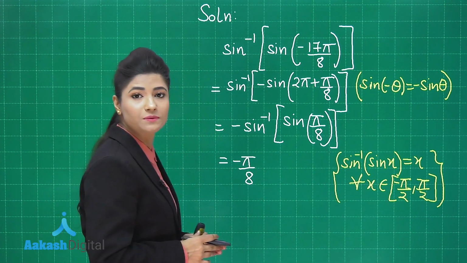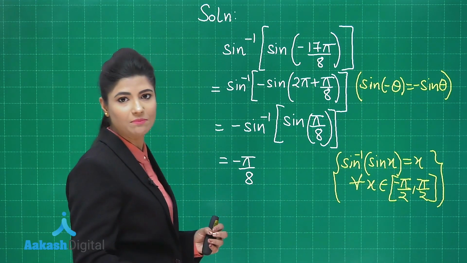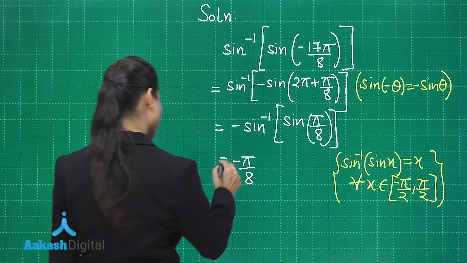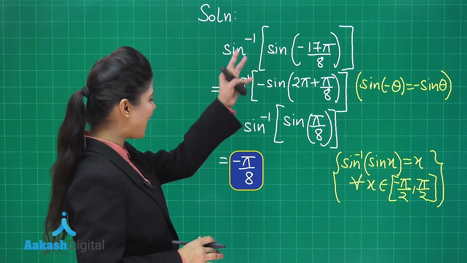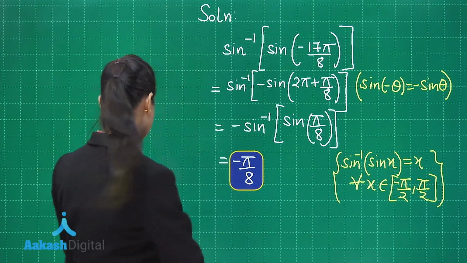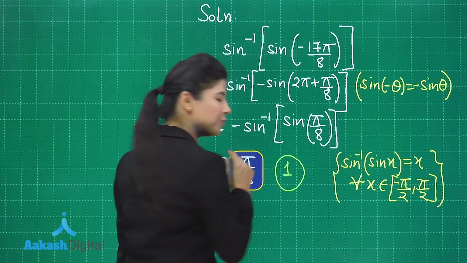Here the value of this given expression sine inverse sine minus 17 pi by 8 is equal to minus pi by 8. So, in this question on answering this, you will get complete 1 mark for answering it right. I hope it is clear to you.